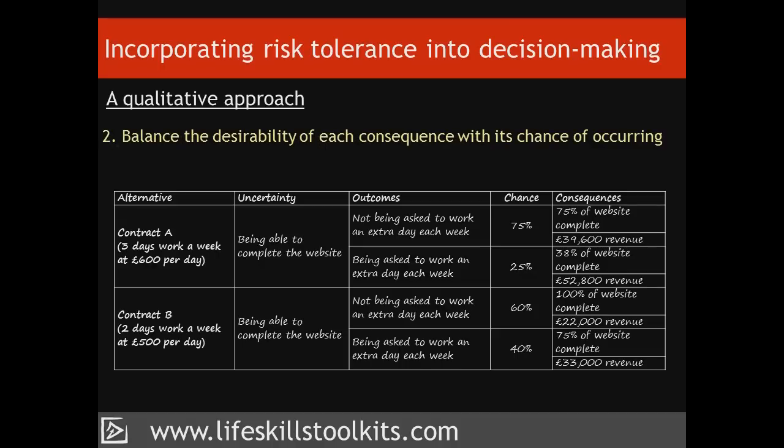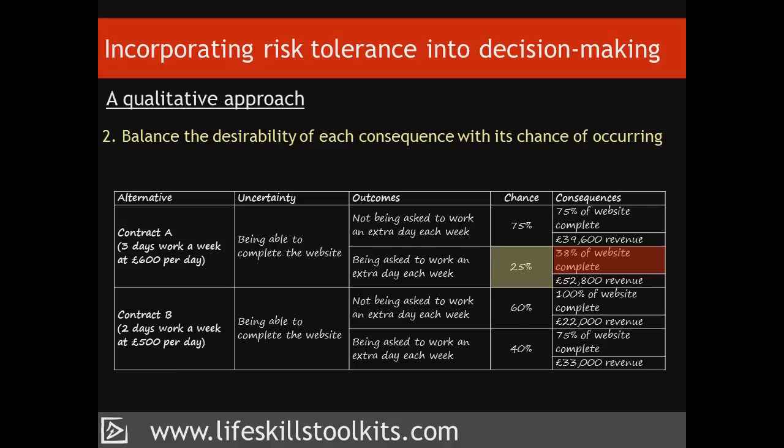Two, balance the desirability of each consequence with its chance of occurring. What surprises John is the impact a 25% chance of having to work an additional day on contract A has on the progress he will make with the website. While there is a 1 in 4 chance of working a 4-day week on this contract, the impact it will have on the website's development is a chance that he's just not willing to take.